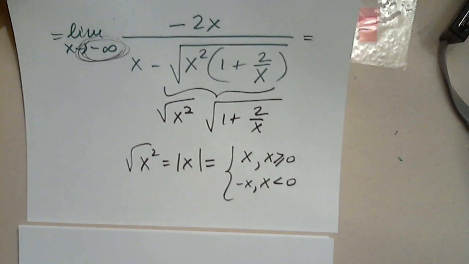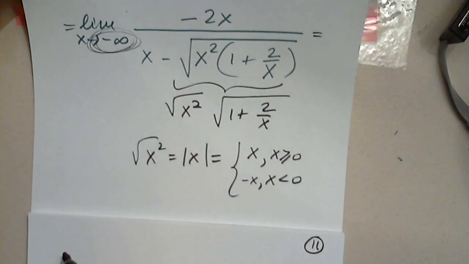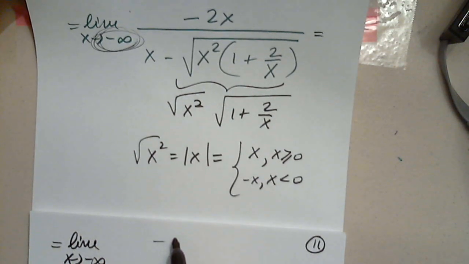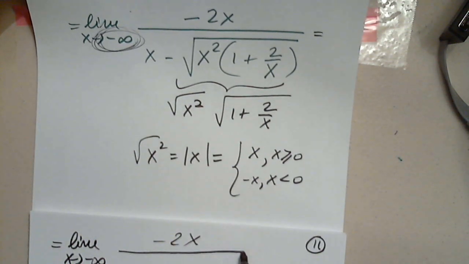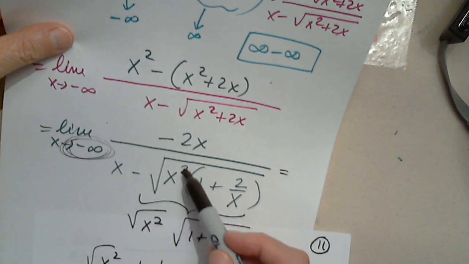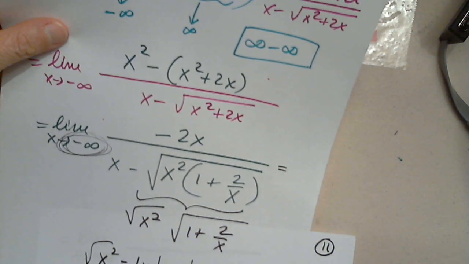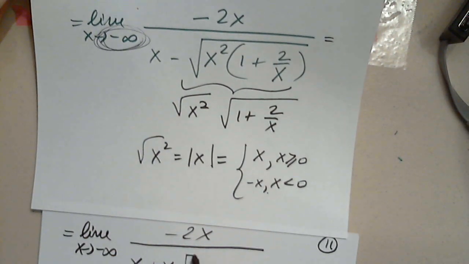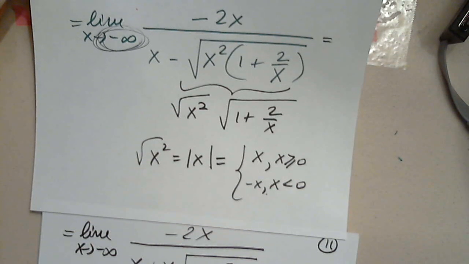So therefore, limit x approaches negative infinity, the numerator is negative 2x. But now I have x. This piece is the absolute value, but it's negative x with minus in front, positive x, the square root of 1 plus 2 over x.